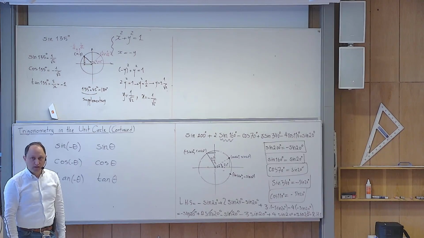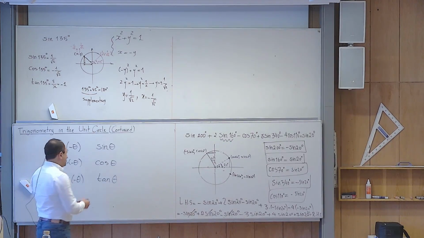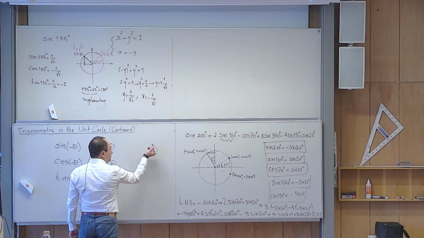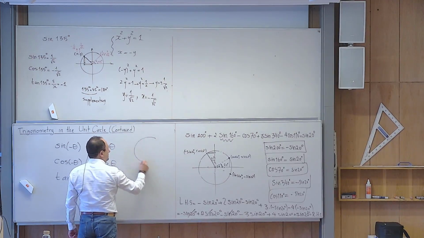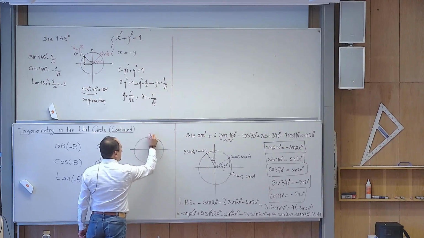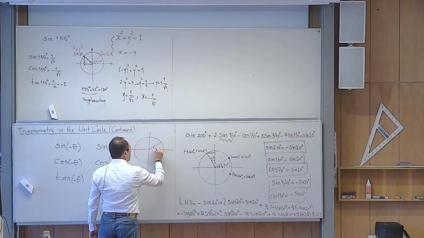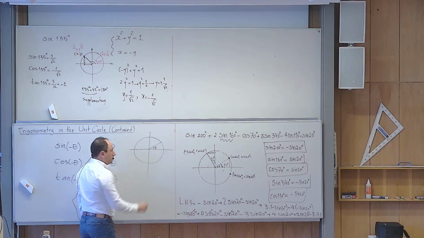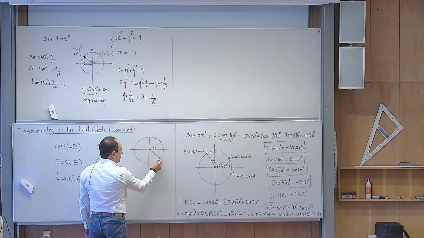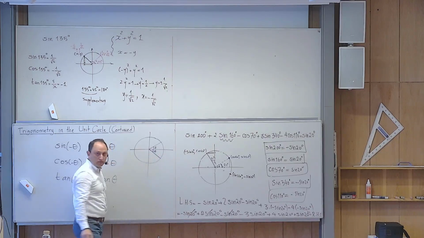Yes. What about sine? Is that understandable for everyone? Because you don't need to imagine all cases. You just imagine one case, for example. Of course, you have to convince yourself this is working for all cases. But let us say this is theta. And then where is minus theta? Minus theta is here.